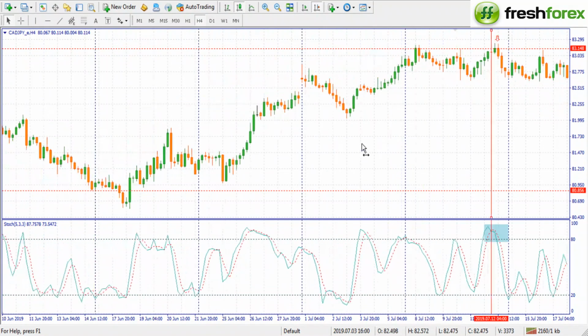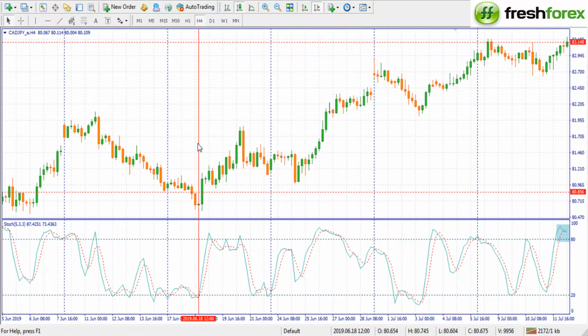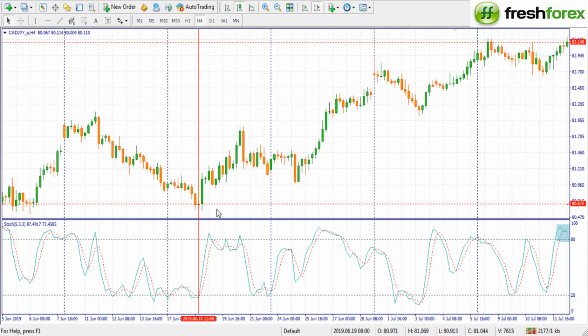We also have this level here. We have a very good support here. This is a very good support from some time back. You can see that actually when price was here, the indicator was below 0. This one was below 0. When price was here, the indicator was also below 0.